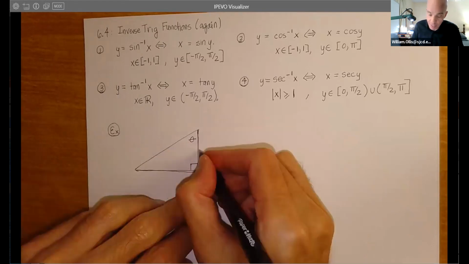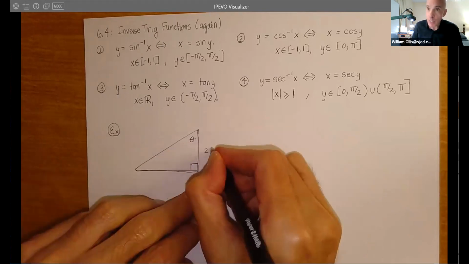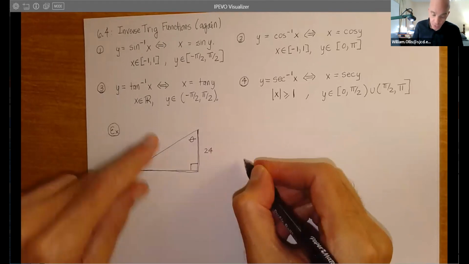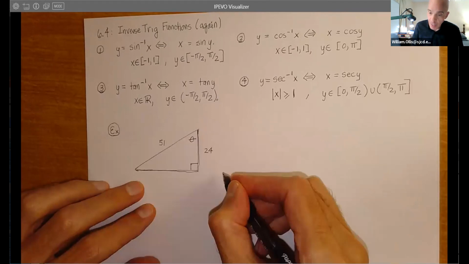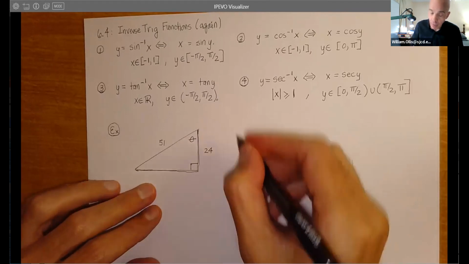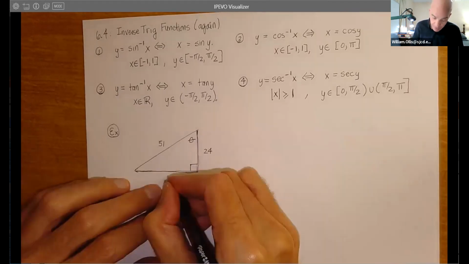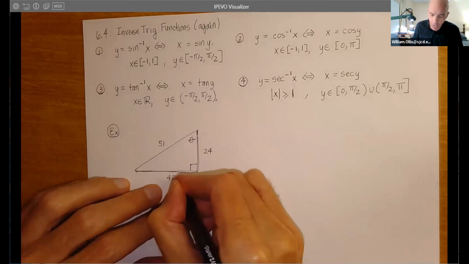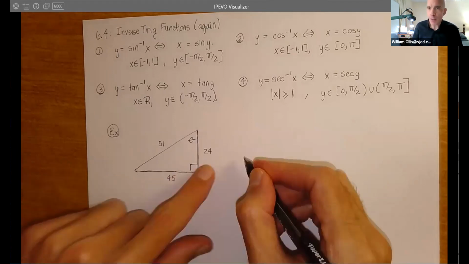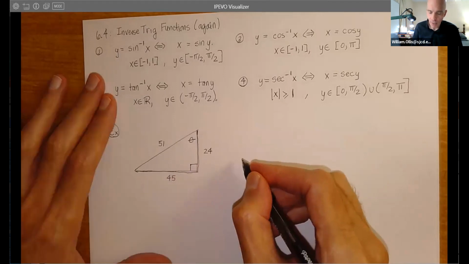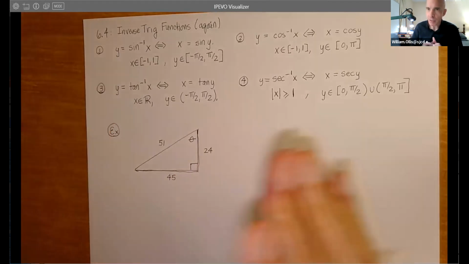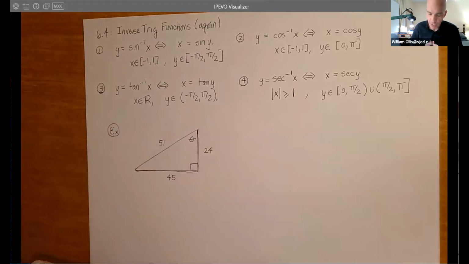And so the adjacent side is given to be 24. The hypotenuse is given to have 51 units, and then the opposite side is 45. Now, of course, these satisfy the Pythagorean theorem, so we do have a legitimate triangle. We're not here to do smoke and mirrors, so to speak.